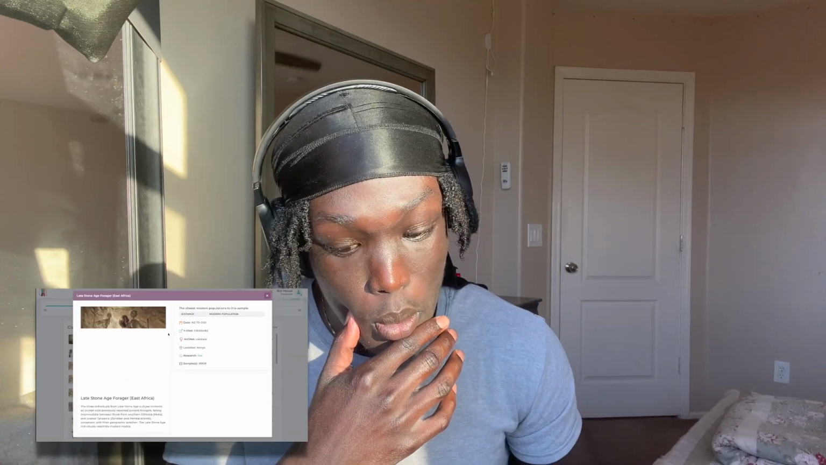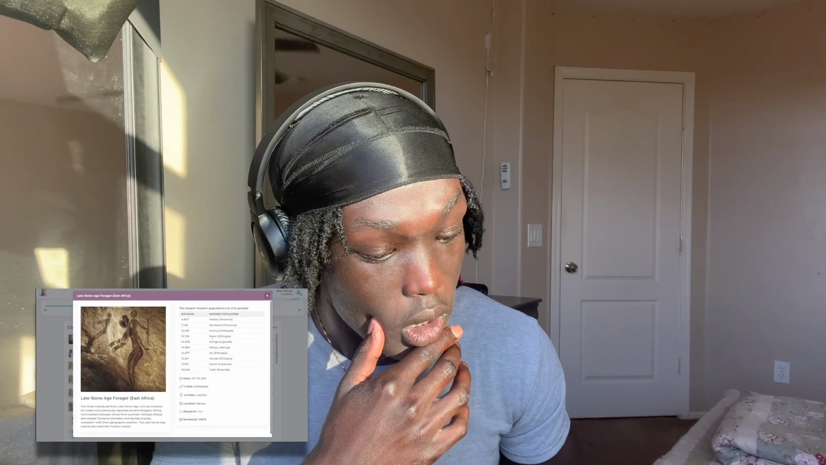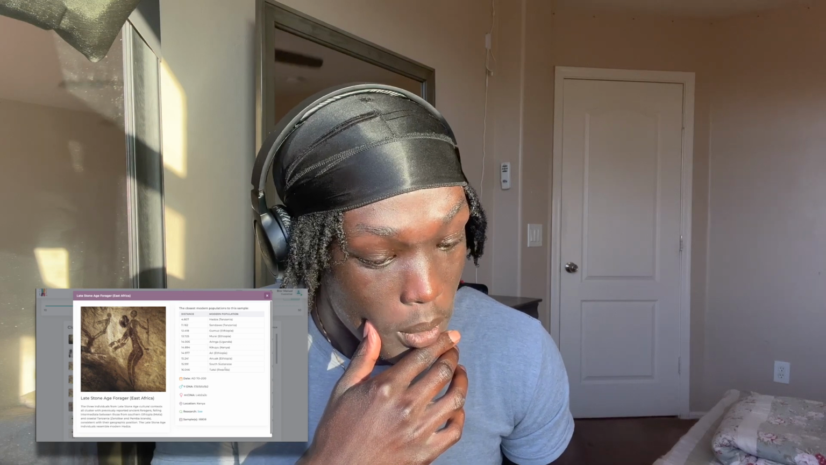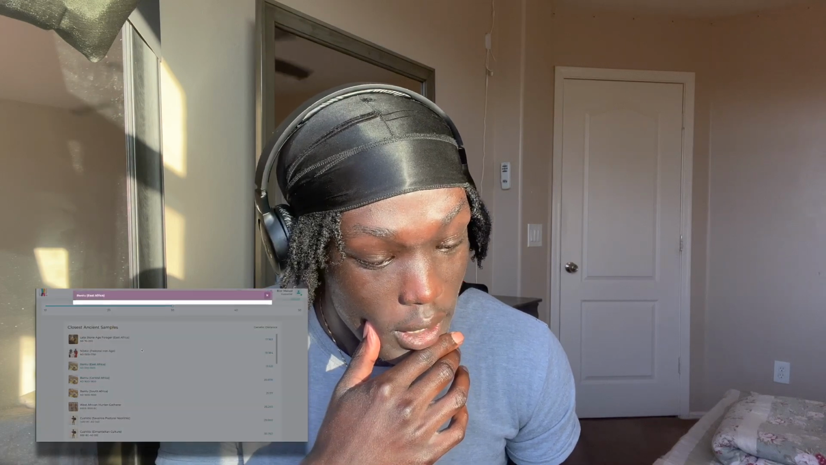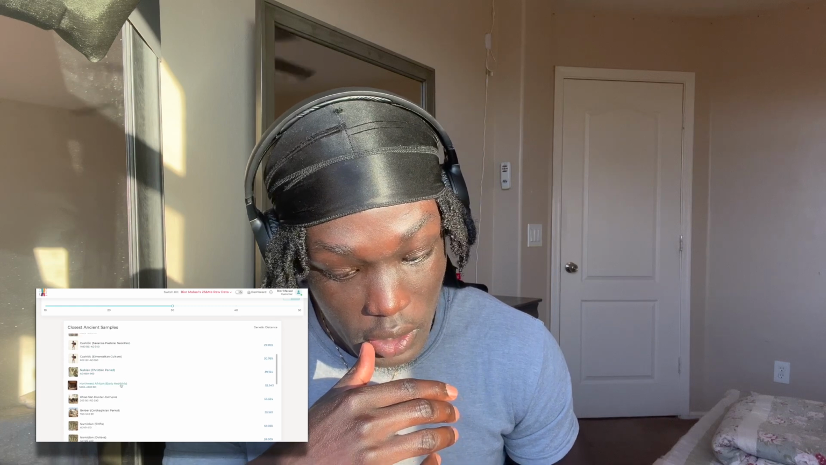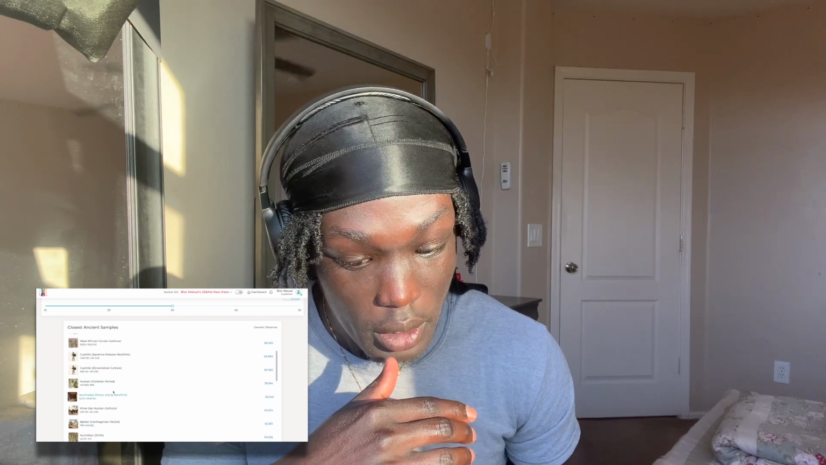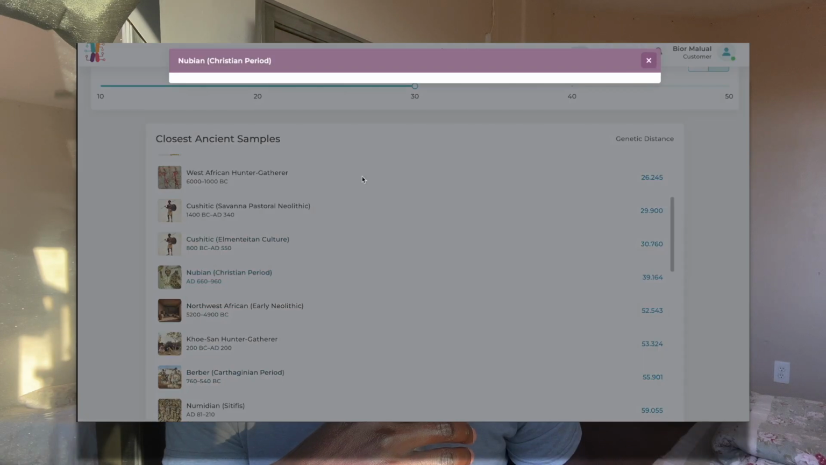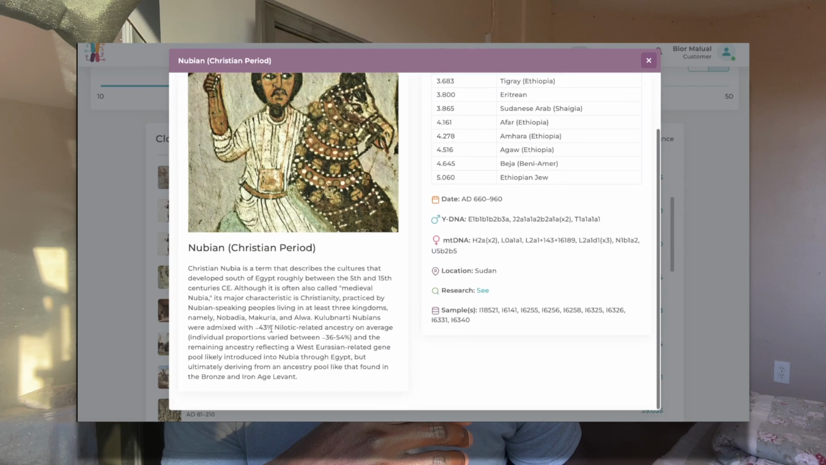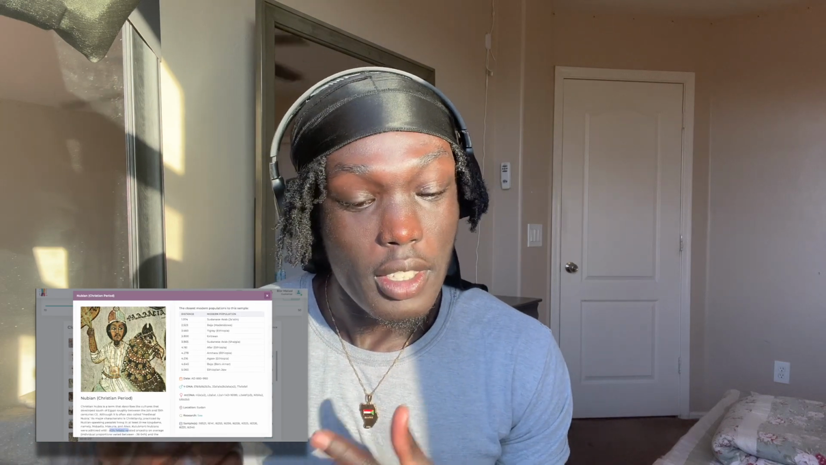Yeah, so this is Mota. It has the different ancient populations, and who's closest to them. So to Mota, you got Hadza, Sandawe, Gumuz, Mursi, Aringa, Kikuyu, South Sudanese, Tutsis, Ari, and we got Bantu, East Africa. Shout out to all my Bantus out there. West African, Cushitic, Nubian. Then you got Northwest African right here. And all these other people I'm not really related to at all. The relation really stops with the Nubian because they have the Nilotic related ancestry. If you want to know more about the Nubian DNA, I got a video on that as well.